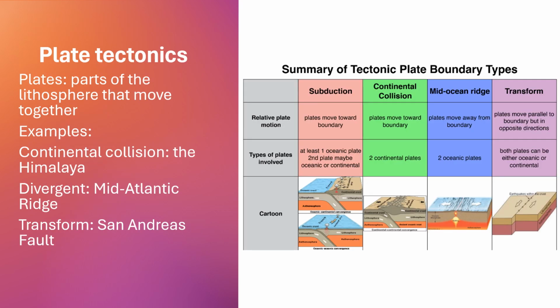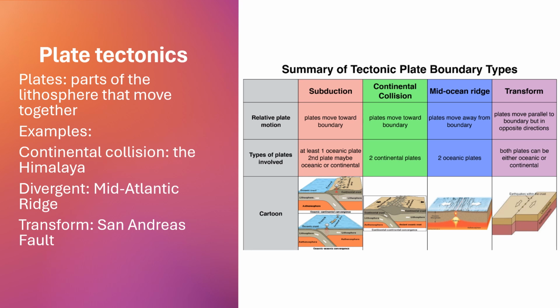Lab D covered plate tectonics, which is one of the great unifying theories of geological sciences. There are 3 primary types of plate boundaries, but we divide convergent boundaries into subduction zones and continental collisions. So you've got convergent boundaries where 2 plates come together. You've got divergent boundaries where 2 plates move apart from each other. And finally, there are transform boundaries where 2 plates slide past each other. These plates are parts of the lithosphere, or the Earth's crust and upper mantle, that move together.